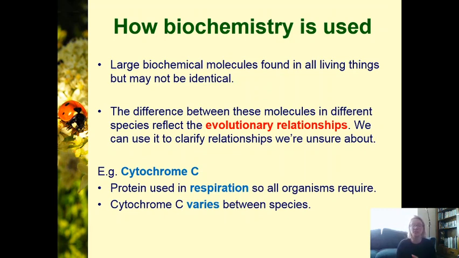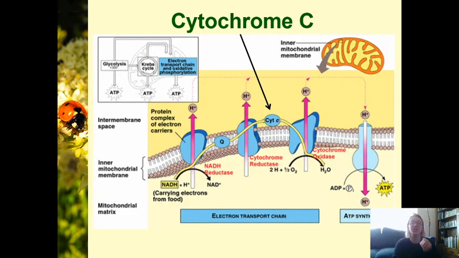So one of those things that they like to use is cytochrome C. So cytochrome C is a protein that's used in respiration. So all organisms are going to require this cytochrome C. But it varies from one species to the next. So this is where cytochrome C lives. It's in the membranes in the mitochondria, and you'll get more of an idea of the role of cytochrome C in the second year when we look at the process of respiration.